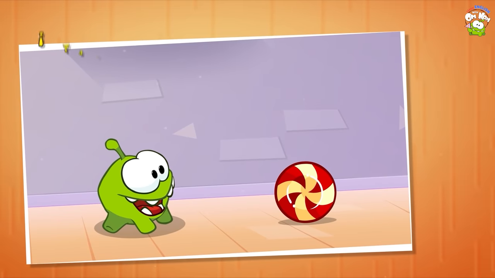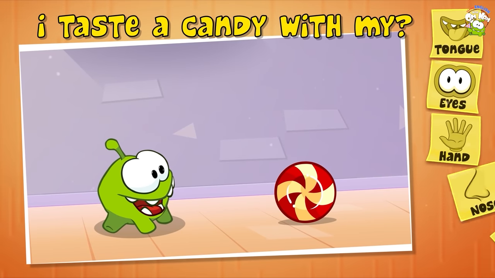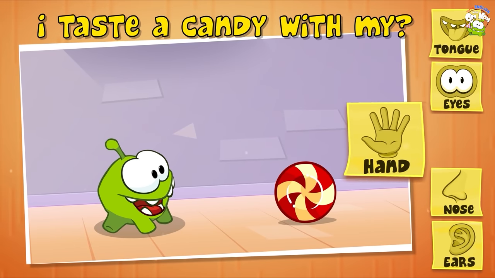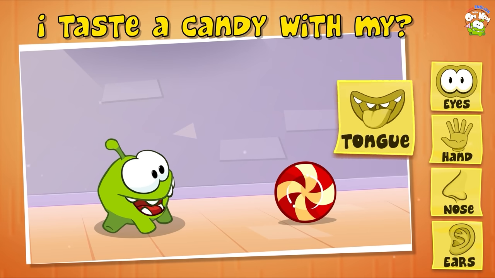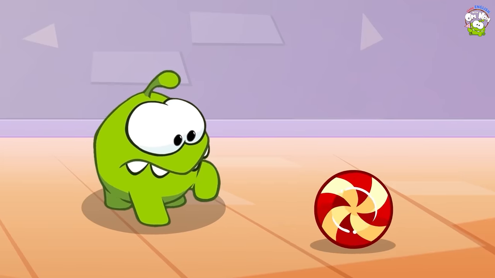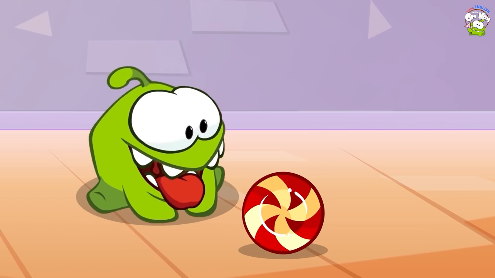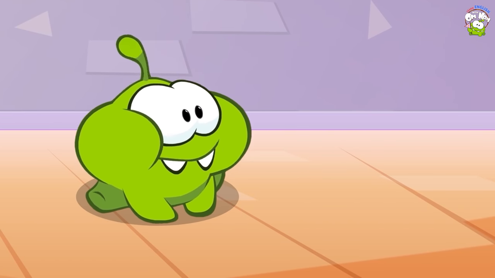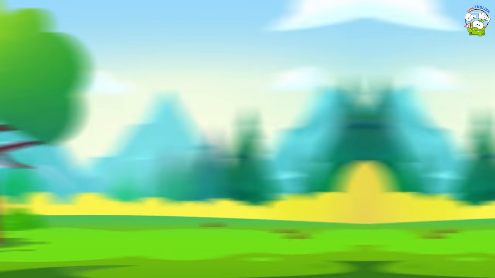Let's play! I taste a candy with my hand? No, not with my hand. With my tongue? Yes! Well done! We do taste with our tongue. Om Nom's going to try now. I knew you couldn't resist.